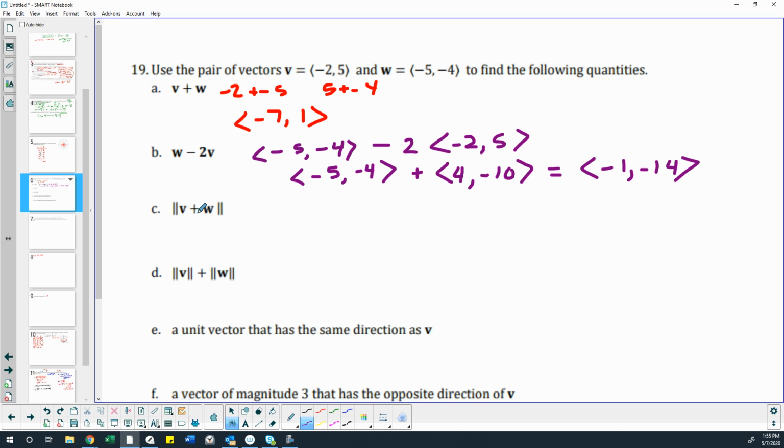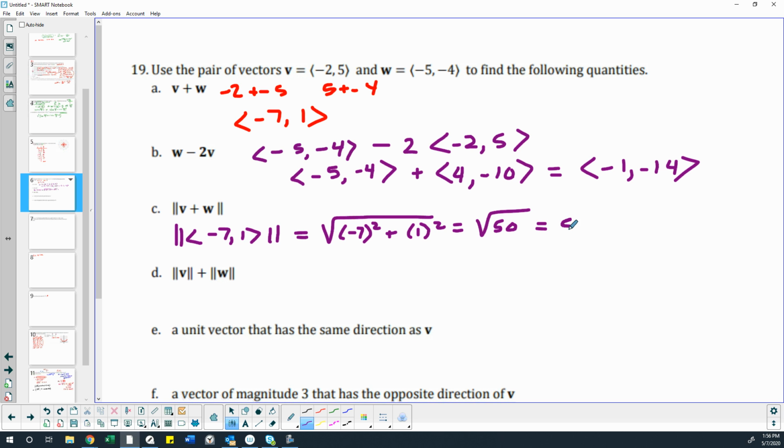Okay, so then magnitude of v dot w. So this was v dot w, remember, so now we just need to do the magnitude of that vector. To do that, we do the square root of -7 squared plus 1 squared, which is the square root of 50, which is 25 times 2, so 5 square root 2.